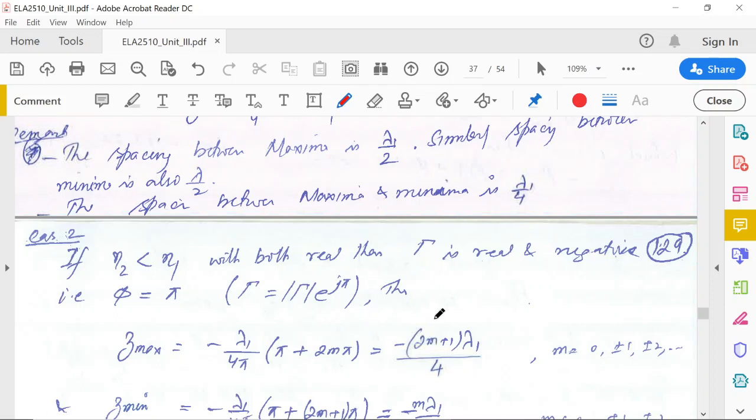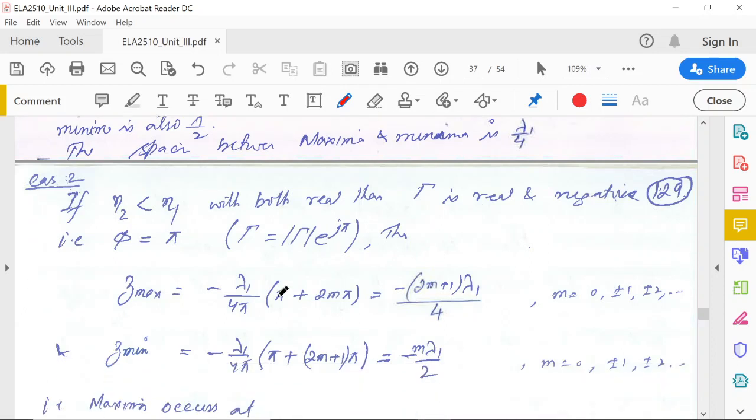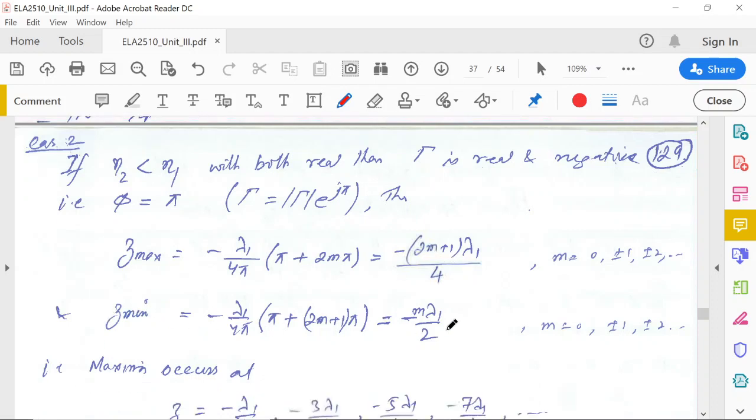So in that case, if they are equal, for example, gamma is minus 1, they will cancel out exactly, and now the minima will occur at z equals 0. So you can see here again, z maximum equals minus lambda 1 over 4 pi, and the phase is pi. Pi plus 2m pi will be 2m plus. So z minimum equals minus.